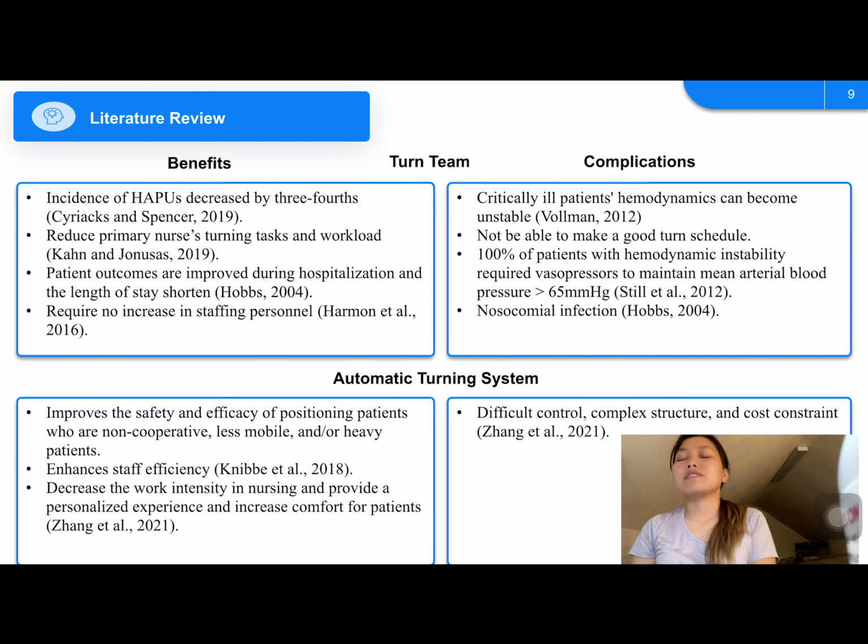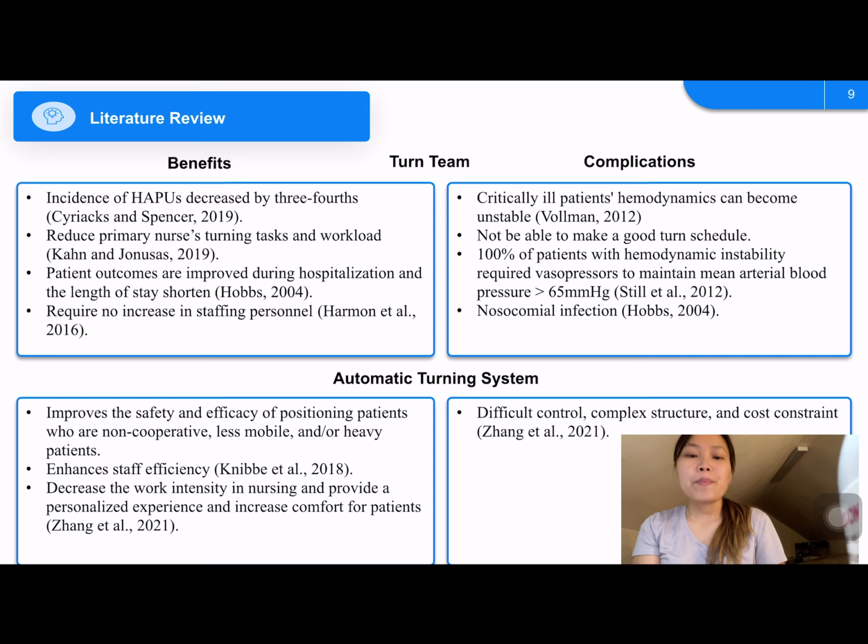So this is the table I made to compare the benefits and the disadvantages of these interventions, the turn team and the automatic reposition system. On the left side are the benefits I already mentioned on the previous slide, and on the right side you see the disadvantages of this intervention.